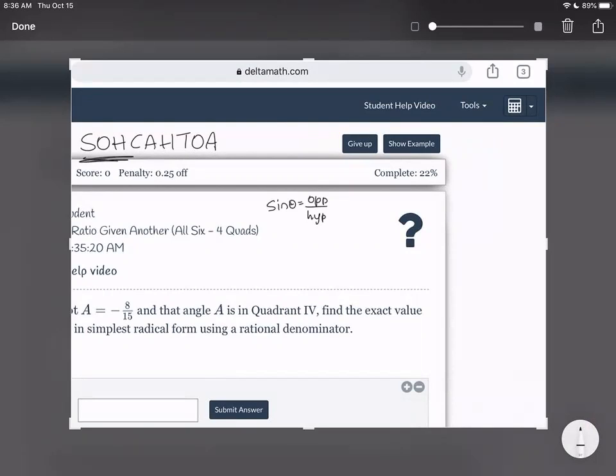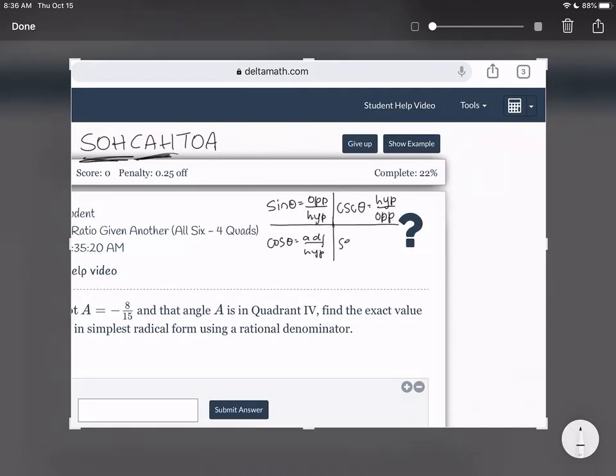And then remember that the reciprocal of sine is cosecant. So that means cosecant is hypotenuse over opposite. I'm just reminding you of what cosecant is, because the process to do these questions is exactly the same process as the last one. It's just there's three other trig ratios to remember.